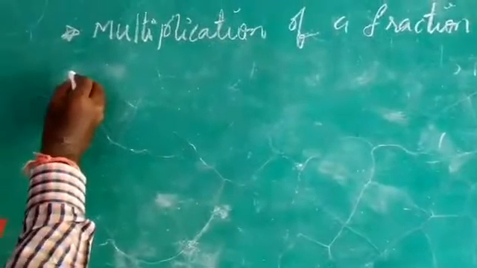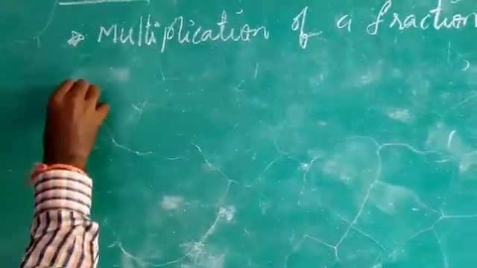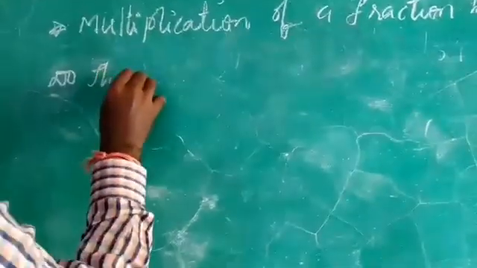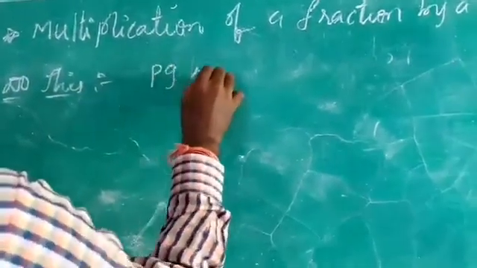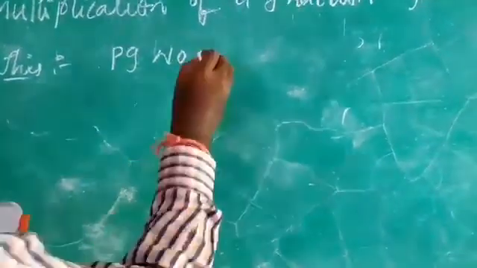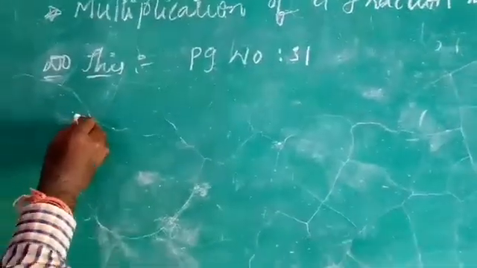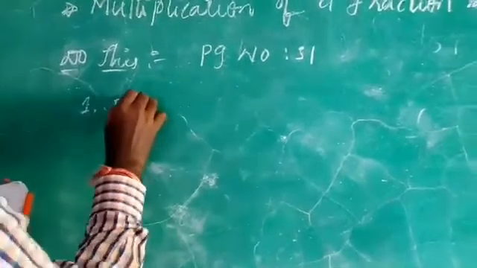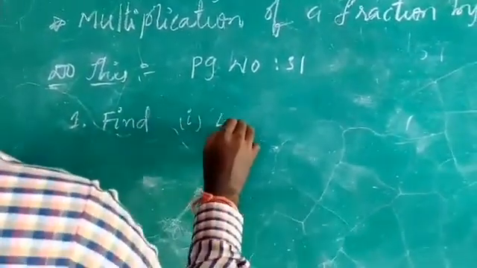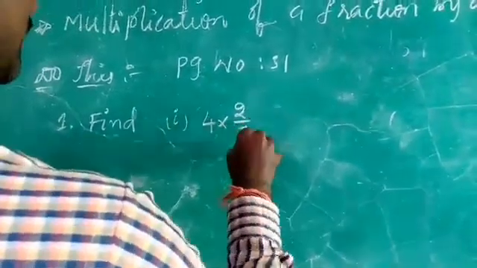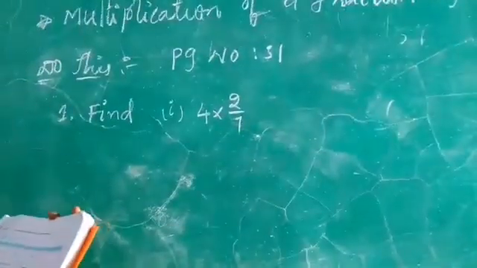Before going to explain this, there are different ways to do this. Page number 31. What is there in the question? Here you have a total of 3 questions. Find 4 into 2 by 7. This is the first problem.